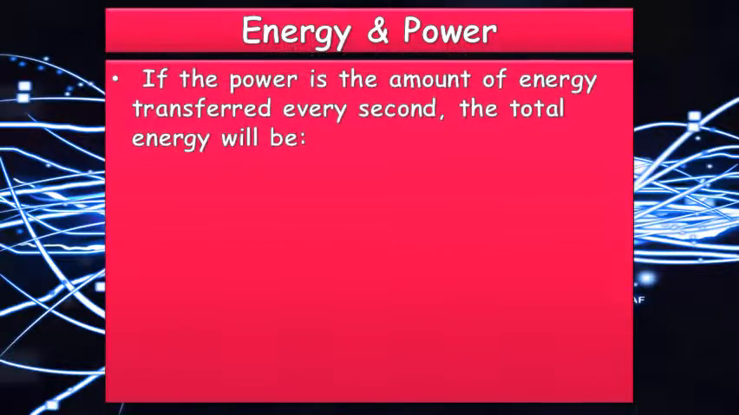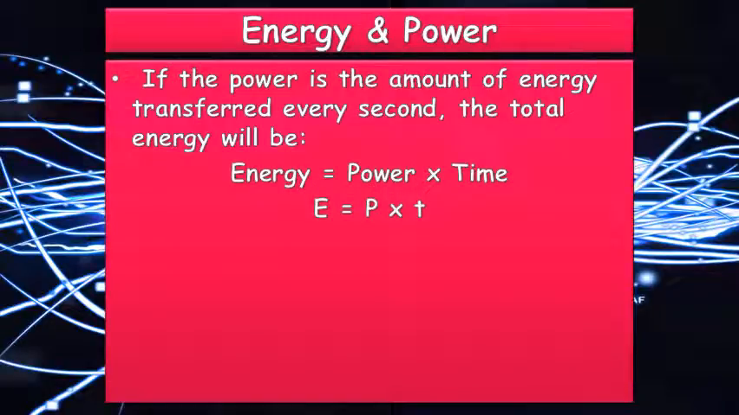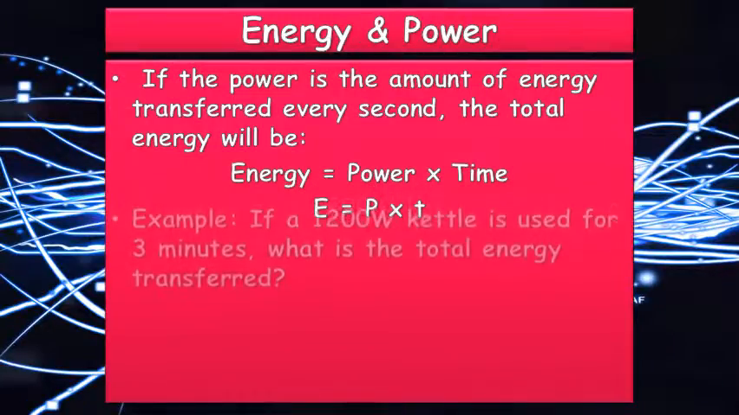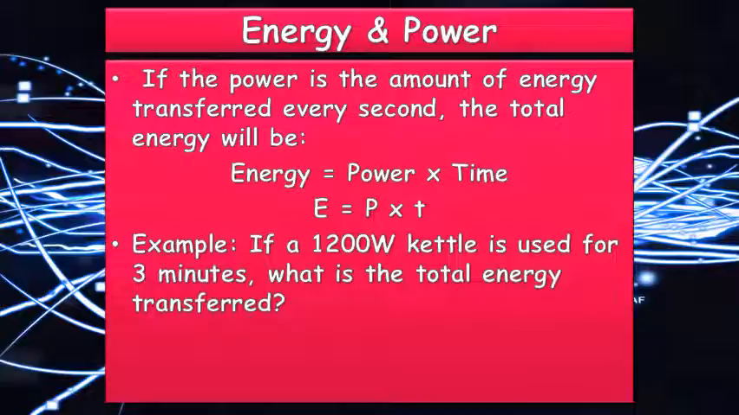In terms of the relationship between energy and power, if power is the amount of energy transferred every second, the total energy will be power times time. E equals P times T. For example, if a 1200 watt kettle is used for 3 minutes, what is the total energy transferred? Pause the video now, think about that, and come back and see if you've got the answer right.